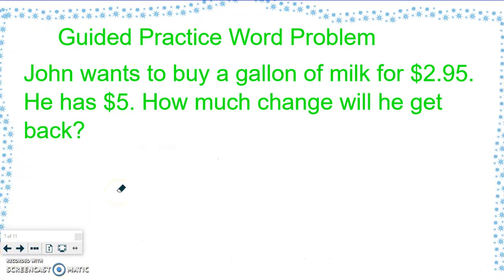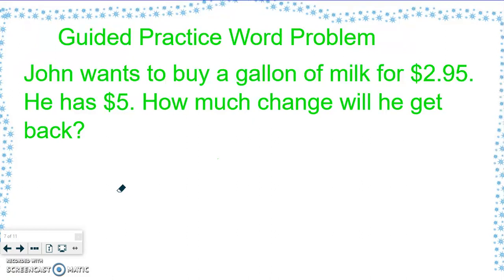Alright, now we have to do a guided practice for a word problem. John wants to buy a gallon of milk for $2.95. So he has $5. How much change will he need to get back? So first we need to find out how to set up a math problem with decimals. Is this going to be addition or subtraction?